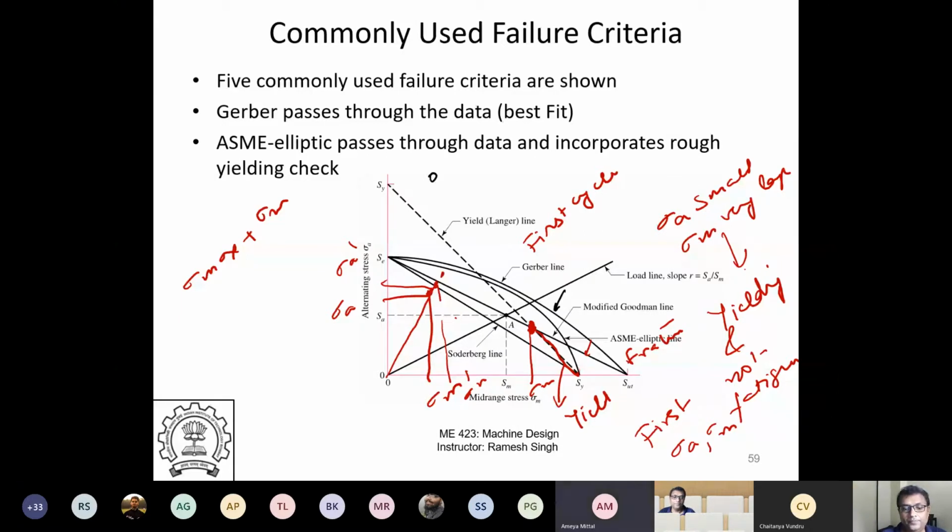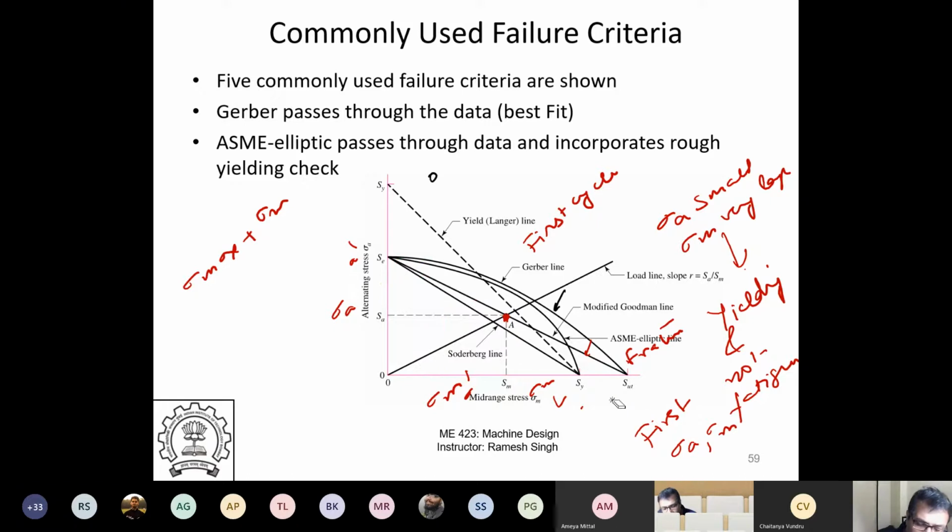So do we call that first cycle fatigue failure? No, not first cycle fatigue, first cycle yielding. First cycle yielding is here. From here to here, it will always fail in fatigue. Yielding is much beyond that, right? Imagine any sigma A and sigma M combination till here.